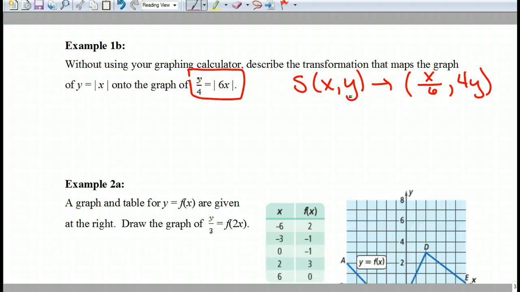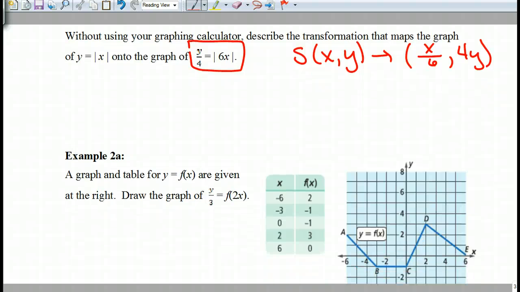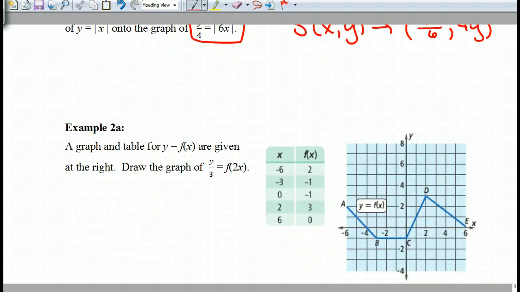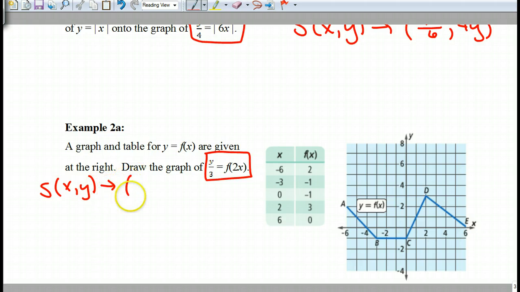All right, so on this one, I have this equation. What is my transformation here? My scale factor change? Yep, so it'll be 3y and x over 2, right?